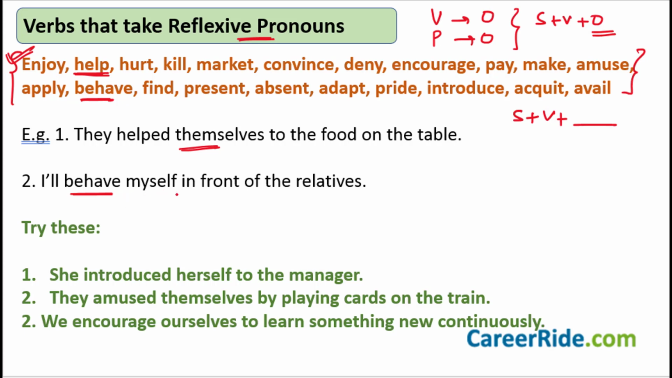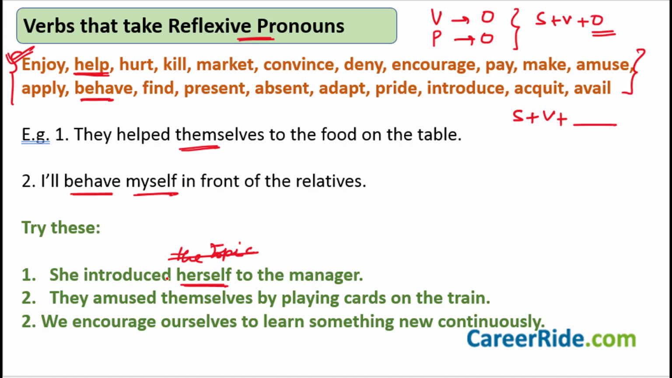And there is nobody else. So I am the subject myself. That is why I'll behave myself in front of the relatives. Okay. Try these sentences. The first one is, she introduced herself to the manager, right? It could have been she introduced the topic to the manager, but now there is no object. If this object is not there, then whom would she introduce? She introduced herself in that case, right?